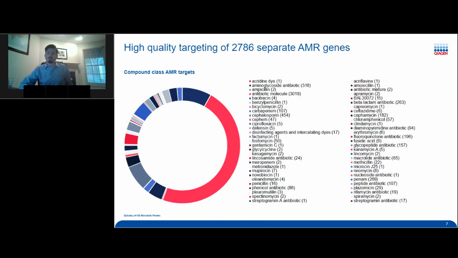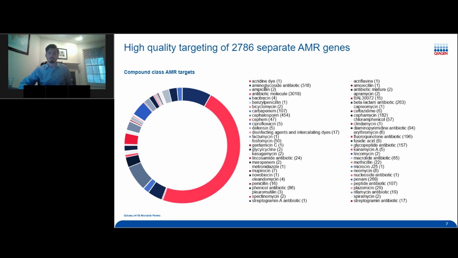So our XHI panel is based off of our QMI AR database that is associated with our CLC Genomics Workbench. As I mentioned previously, it is for 2,786 unique antimicrobial resistance genes, and that translates to about 6,300 unique AMR alleles. What I have up on the screen right now is the subset of drug classes that the panel is protecting, or not protecting, but detecting against.